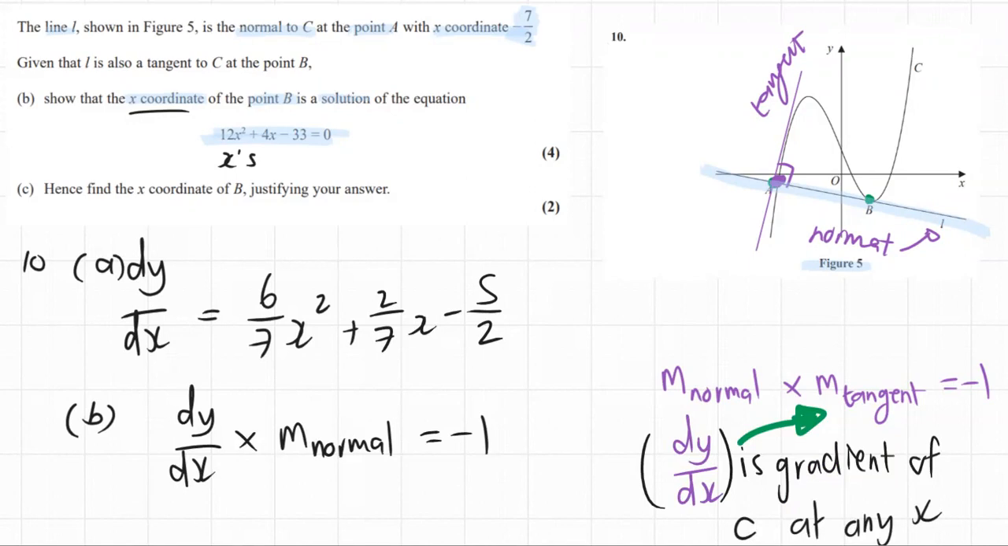Still further, information was given. We haven't yet used that x was -7/2. Well, x is -7/2 at point A. So we know we have -7/2 and some y, which we can't assume is 0, some sort of y. Okay.